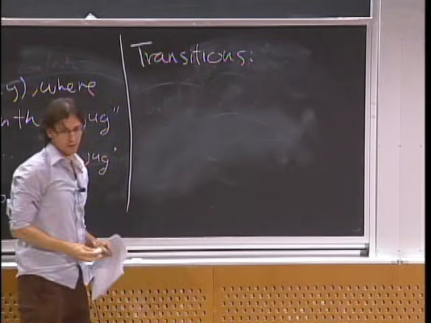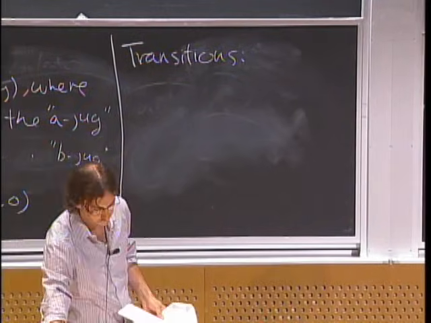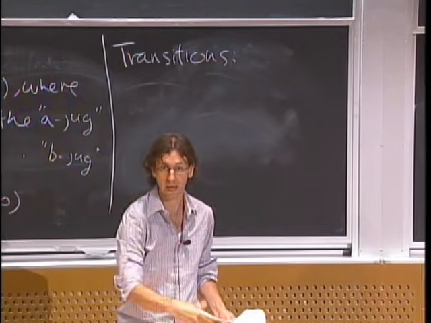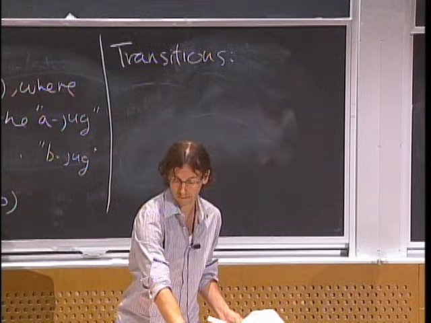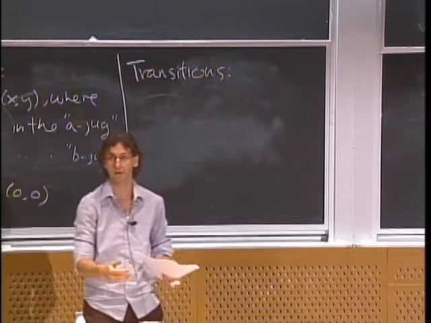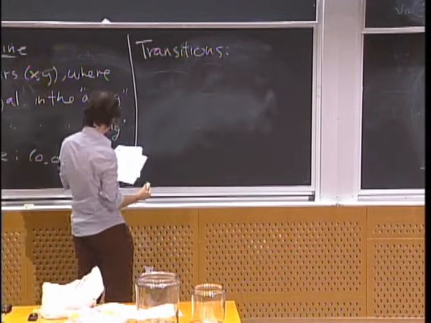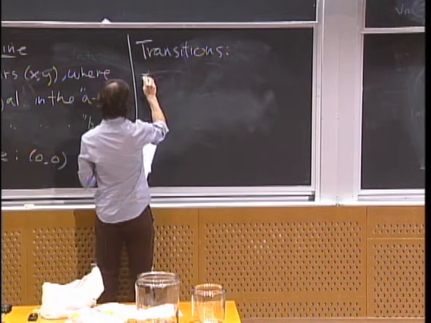The transitions are, as we have seen, right? We can just fill one of the jugs, we can empty those, and the other possibility is that we can pour one jug over into the other one as much as we can. So let's write all of those out.